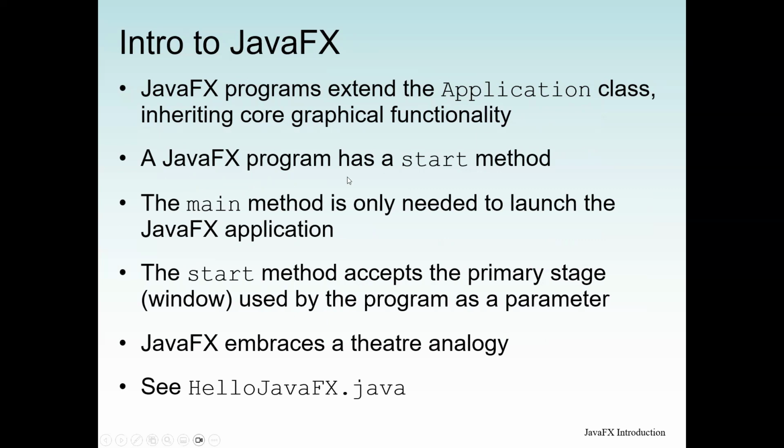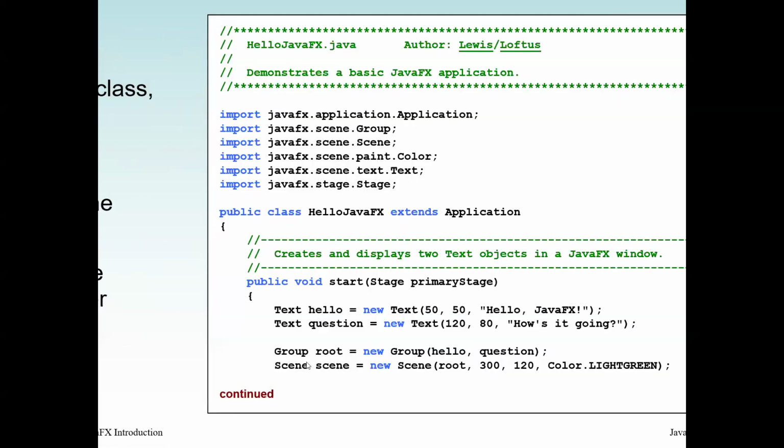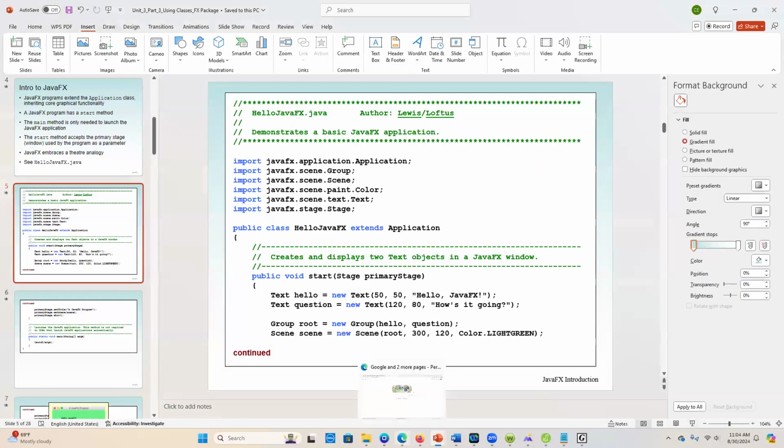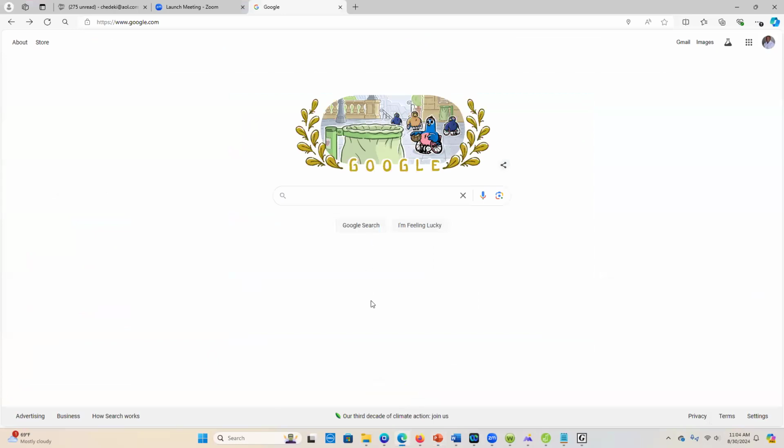Also, a JavaFX program has a start method, and the main method is only needed to launch the JavaFX program. The start method also takes the primary stage, which is the window used by the program, as a parameter. And also JavaFX embraces the theater analogy. So again, we're going to see an example, which is the Java program, soon. But before that, let's go through the steps on how to install the JavaFX package.